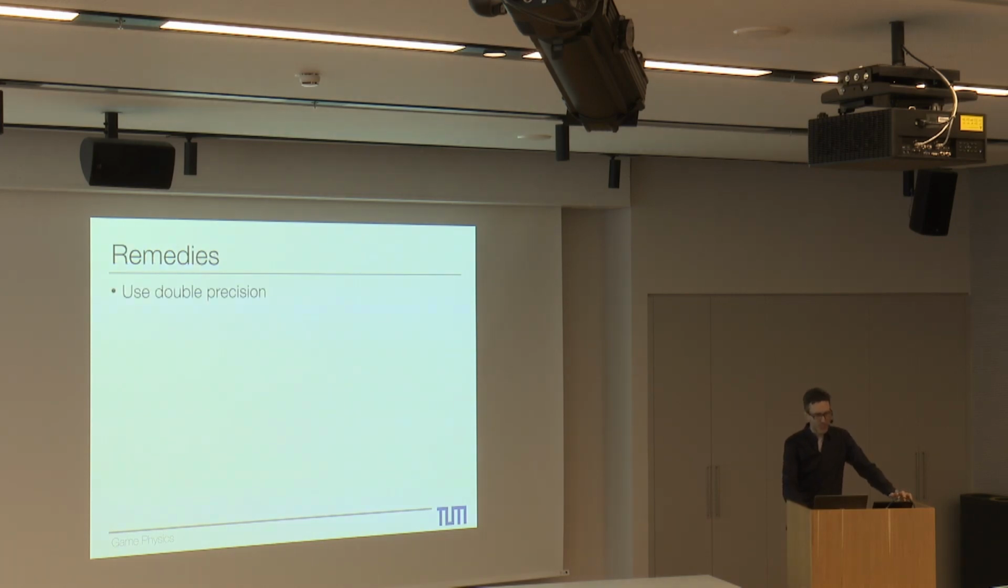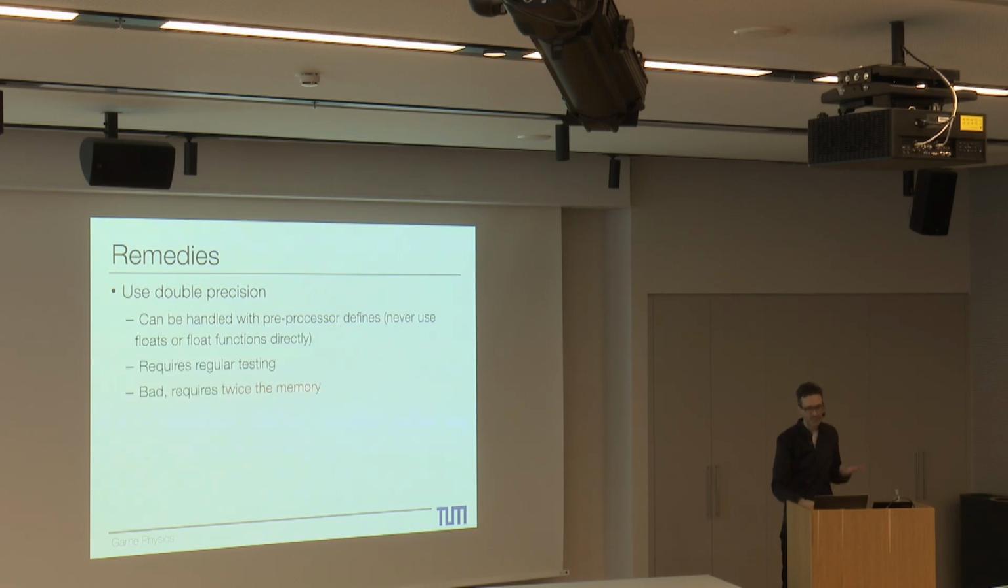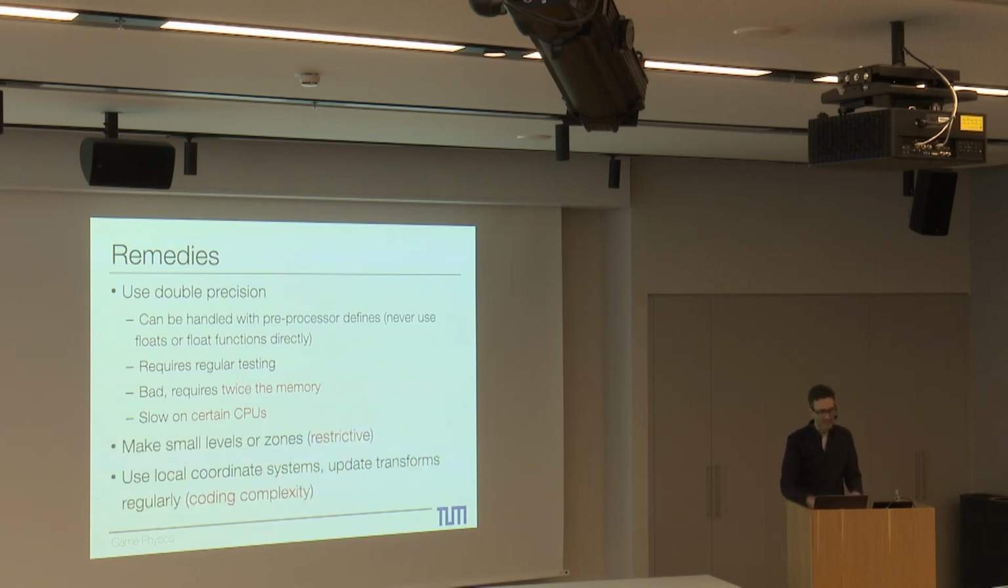Double precision itself is of course attractive, and could be handled nicely, but it's not something I would recommend, because in the end, it actually just requires twice the amount of memory, and also many CPUs are not that fast doing double precision floating point operations. And the other ones, like these zones or adaptive coordinate systems, are unfortunately a bit more difficult for the implementation, but nonetheless, probably a good idea.